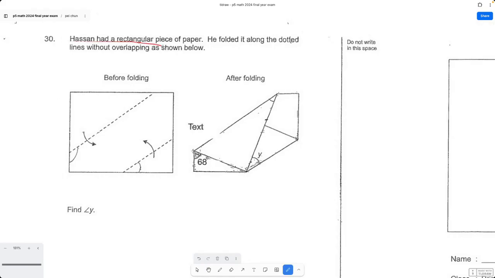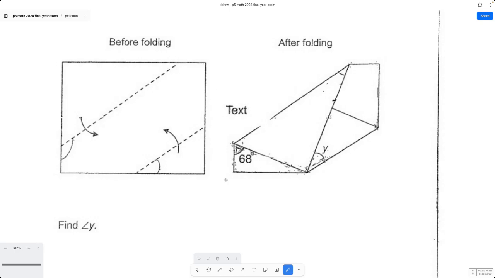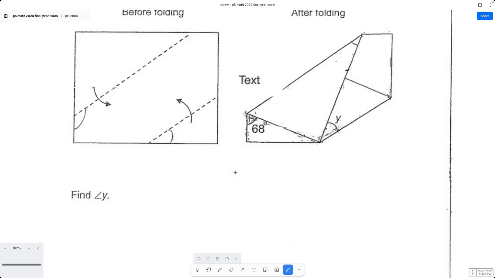So Hassan had a rectangular piece of paper. He folded it along the dotted lines without overlapping as shown below. So find angle Y. So how do you find angle Y? Basically, we need to find all of these angles over here so that we can find angle Y. So first thing first, because this is a rectangular piece of paper, we know that at this corner, this is 90 degrees, right?